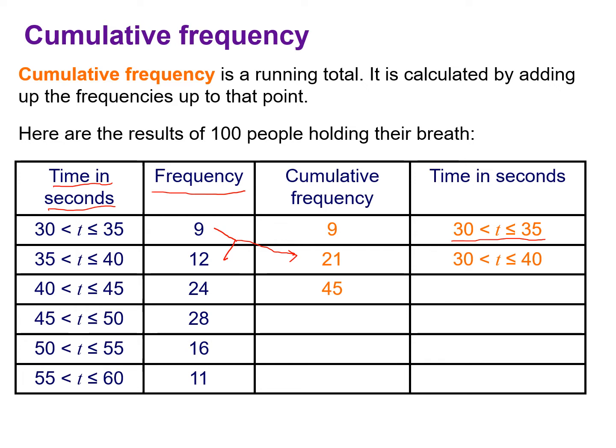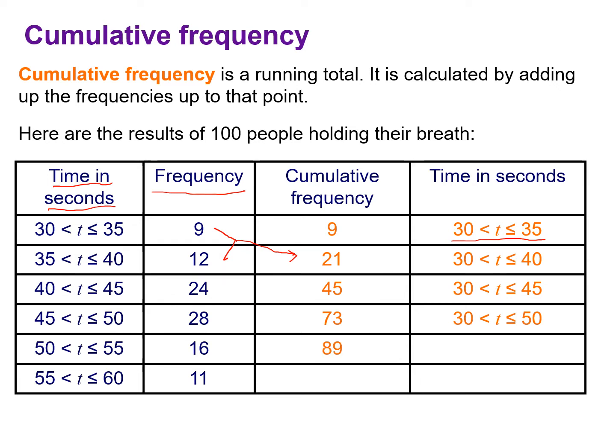Okay, so let's do the next row. The next row is 45. What we've done there is 9 plus 12 plus 24 to give us 45. You can see how it's a running total of the frequencies as we go along. So you think about what's going to be in that final column. Well, 45 people can hold their breath between 30 and 45 seconds. Okay, so let's fill in the last few. So 73, that's our 9 plus 12 plus 24 plus 28. Those 73 people could hold their breath between 30 and 50 seconds.